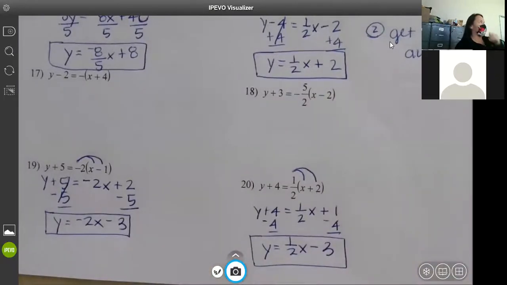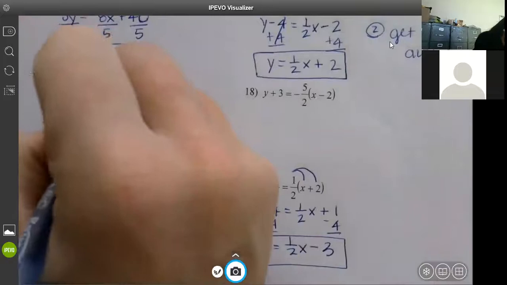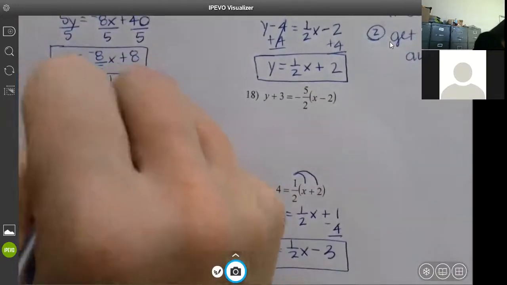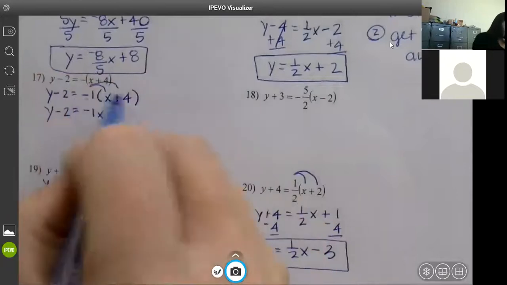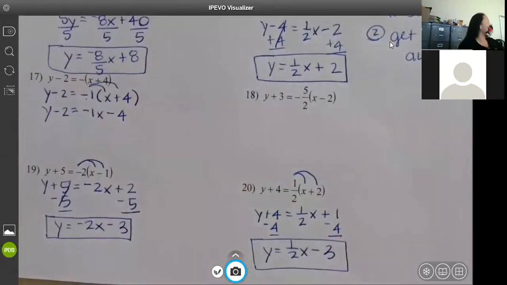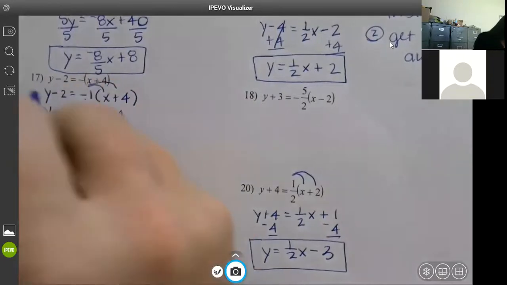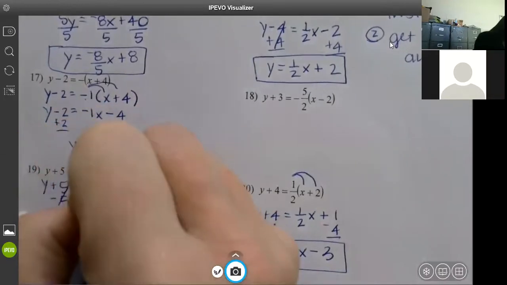We're going to go to 17, and then I'll do 18. All right, so 17 just has a minus in front. What that means is it has a -1. So I just wanted to rewrite it so that you could see it. If there's a minus in front, that just means -1 is what you're distributing. All it does is change the signs. So if I distribute this, I have my y minus 2. -1 times x is -1x, and -1 times 4 is -4. It just changes the signs. Last step, how do I get rid of that 2? Add 2. I get y equals -1x minus 2.